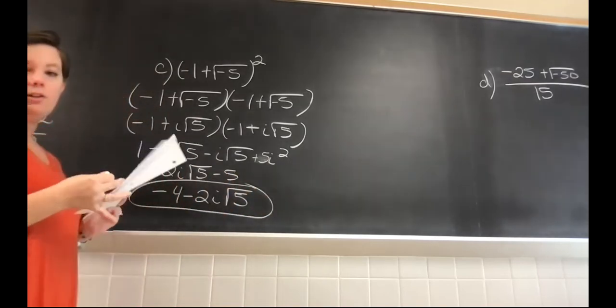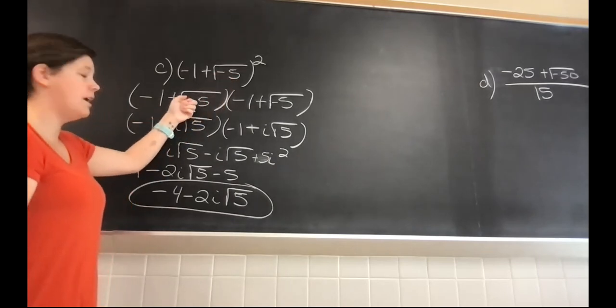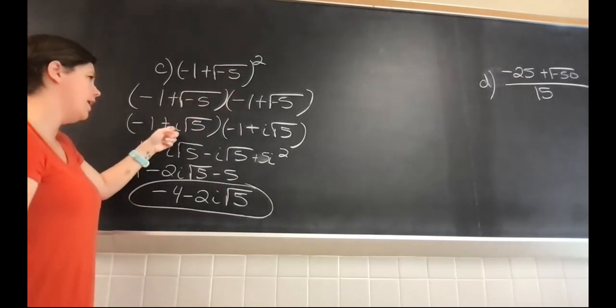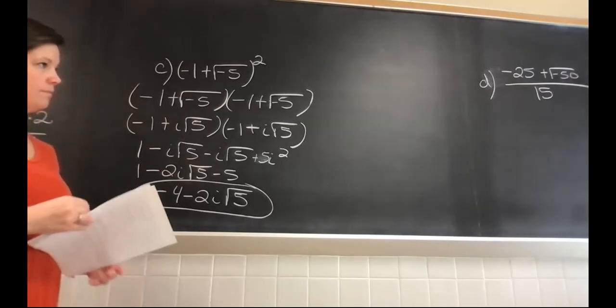So the trick here is when you're squaring or you're FOILing and there's a negative under the radical, you want to pull that i out first before you do your FOILing or your multiplying.